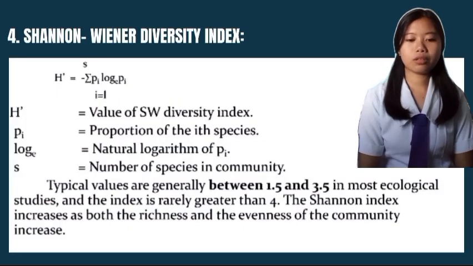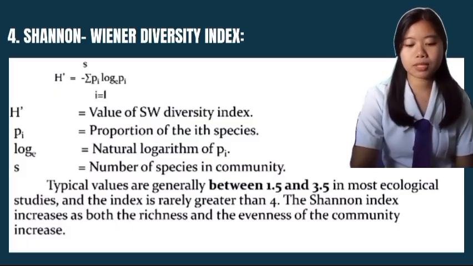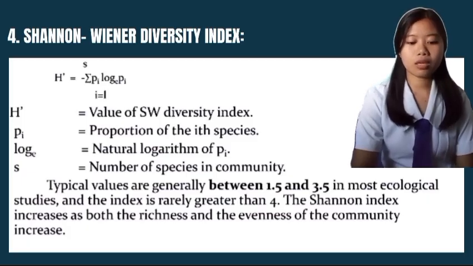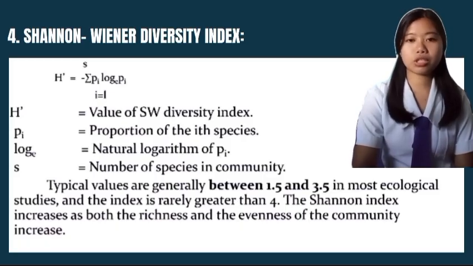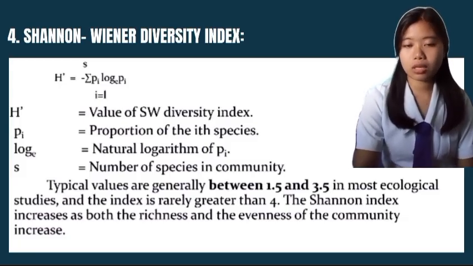Next is the Shannon-Wiener Diversity Index. It is calculated using the formula where H stands for the value of the Shannon-Wiener Diversity Index, and P stands for the proportion of the individuals that belong to a specific species within the total number of individuals in a given sample. And the log is the natural logarithm of P. It measures the biodiversity of a system by considering the species richness and evenness. And S stands for the number of species in a community, the total number of species within a sample.